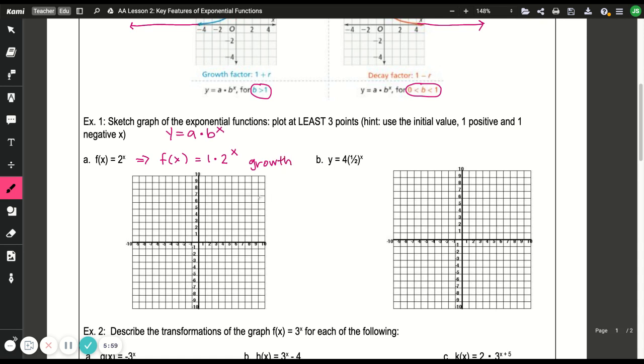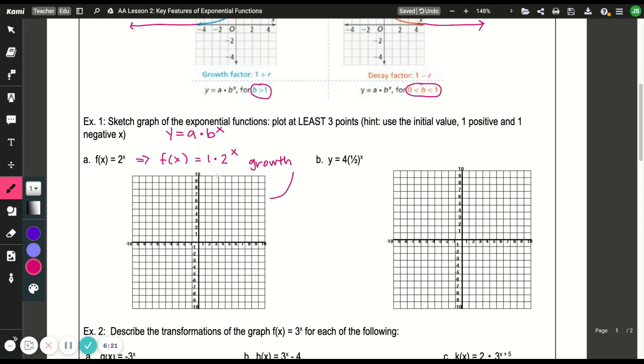And growth means that as you move from left to right, it's going to go up, up, up, up, up, up. This is the only thing your graph can look like, guys. It's not going to come down, and it's not going to go the other way. It will start out flat, and then it'll go up, up, up.